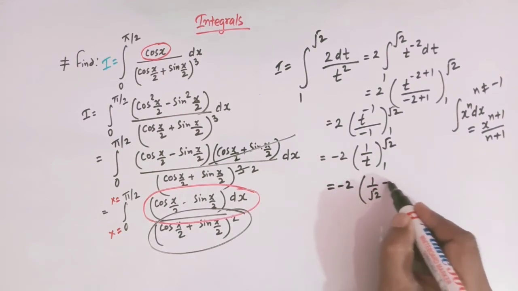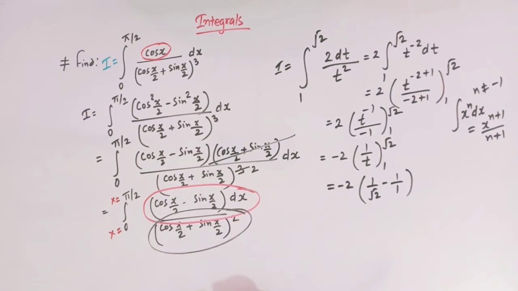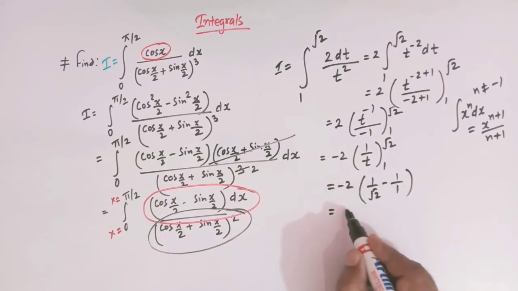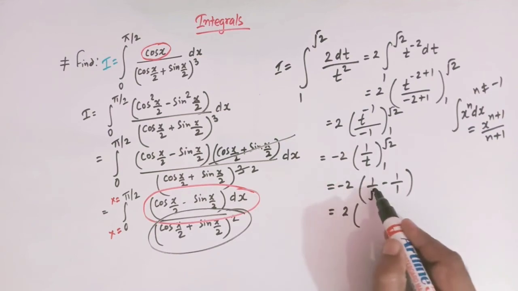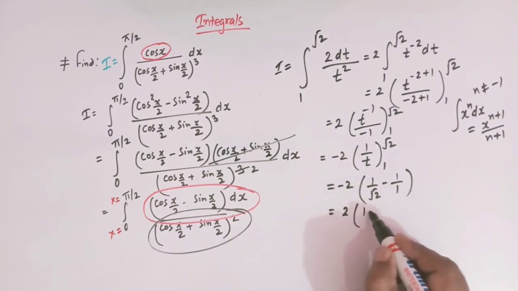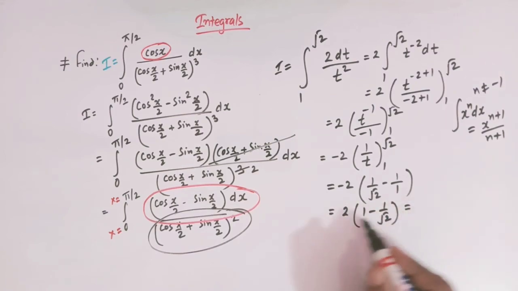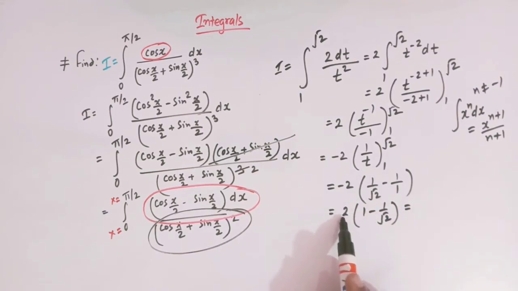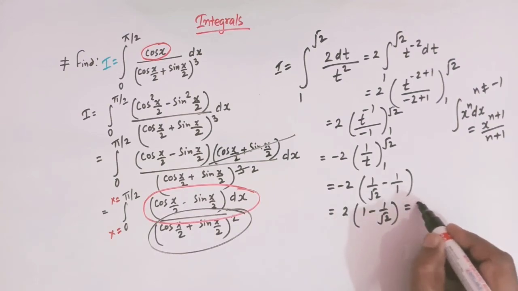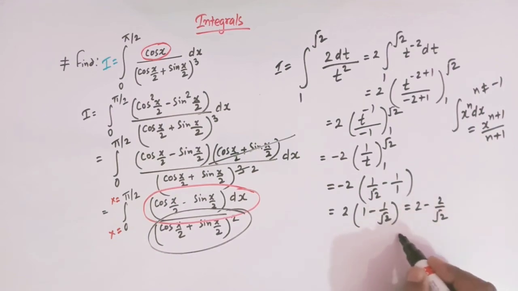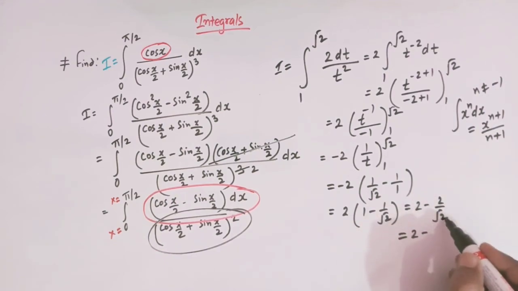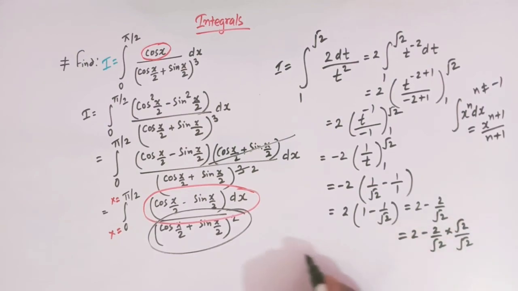So 1 over root 2 minus 1 over 1, right? So this expression can also be written as 2, and we can multiply these two terms by this negative sign, so we have 1 minus 1 over root 2. Then we can multiply these two terms by 2, so we have 2 minus 2 over root 2, and we can rationalize here, so we have 2 over root 2 times root 2 over root 2. So this is 2 minus 2 root 2 over 2. 2 and 2 get cancelled, so we are left with 2 minus root 2, right?